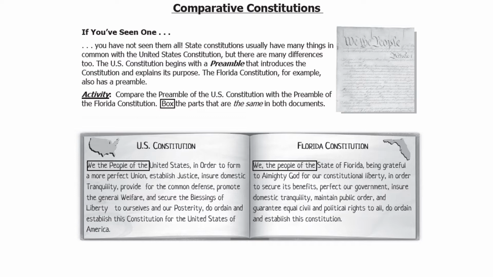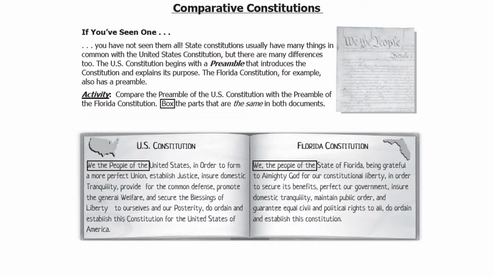Activity. Compare the preamble of the United States Constitution with the preamble of the Florida Constitution. Box the parts that are the same in both documents. U.S. Constitution. We, the people of the United States, in order to form a more perfect union, establish justice, ensure domestic tranquility, provide for the common defense, promote the general welfare, and secure the blessings of liberty to ourselves and our posterity, do ordain and establish this Constitution for the United States of America.